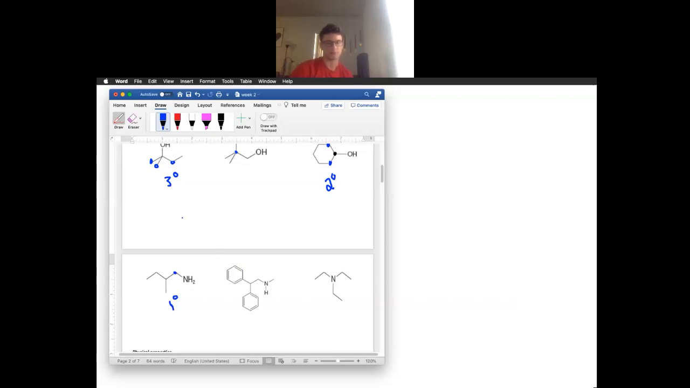What about this second one? Secondary. Yep. And there's our two carbons. In the third one? Tertiary. All right. So it seems like you guys are all going to get those ones right.